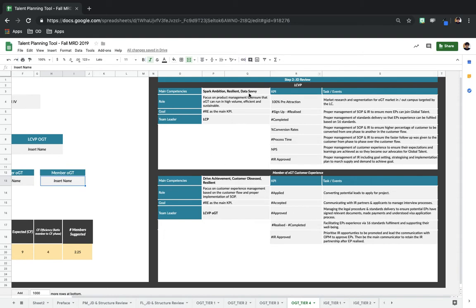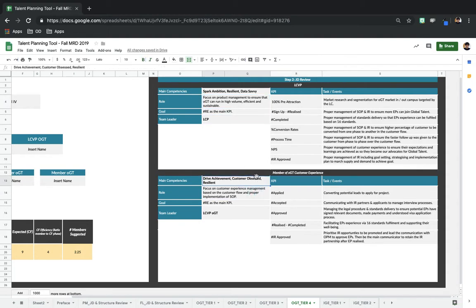In terms of JD allocation, the LCVP focuses more on being resilient, data savvy, and spark ambition, because these are the important things the LCP needs to uphold as a main quality based on the competence model. A lot of the role also involves the product management side: the entire customer flow, IR management, customer experience management, minor marketing, all these things the LCP needs to look into as a product head.